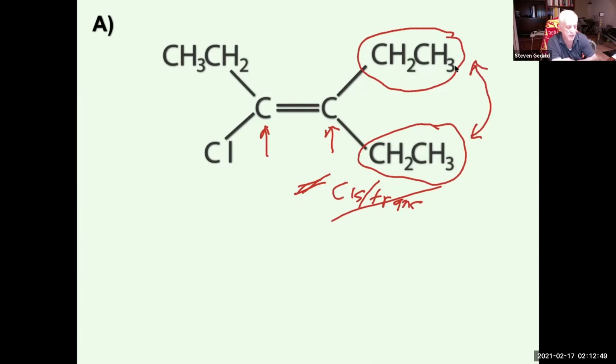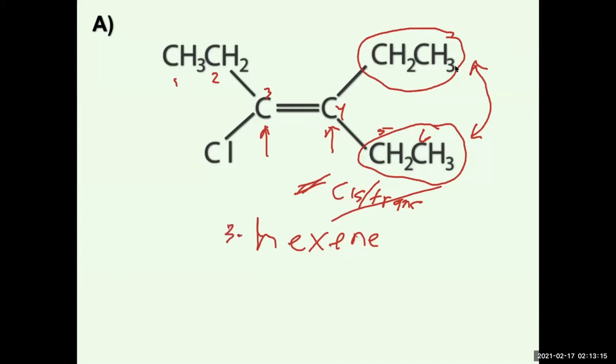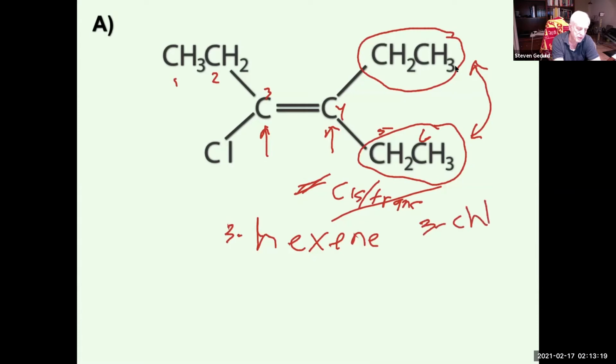Okay. So let's name this thing. You don't have to put a cis or trans in front of it. We have, let's count our carbons: 1, 2, 3, 4, 5, 6 carbons. So it's going to be hex, and it's going to be ene because there's a double bond. The double bond's at the number 3 position, and we have 1 chlorine attached at the number 3 position also.